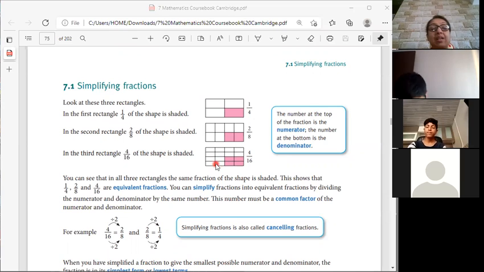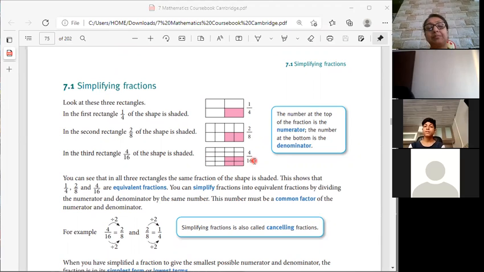Look at the third rectangle. The third rectangle has been divided into 16 equal parts, out of which 4 are colored. So if I had to represent this as a fraction, I will write 4/16. Am I right?